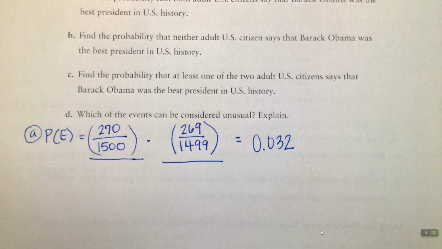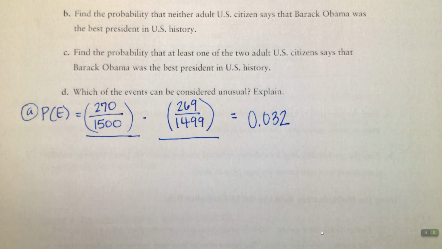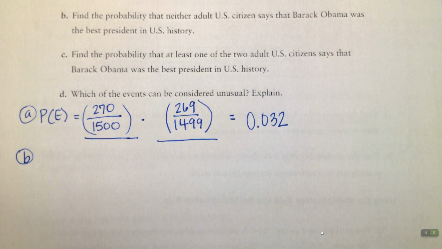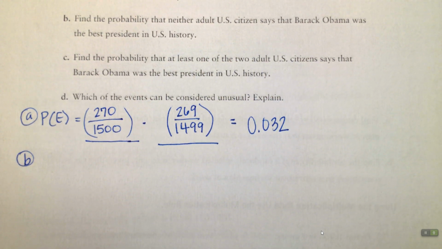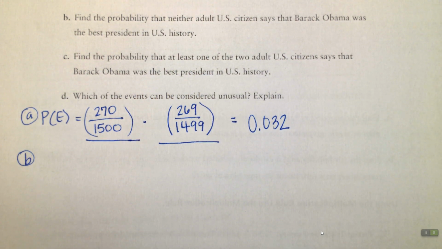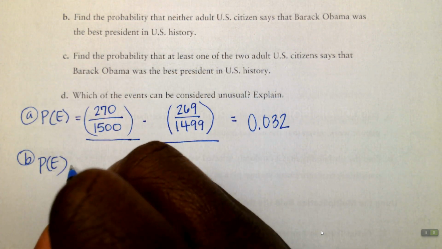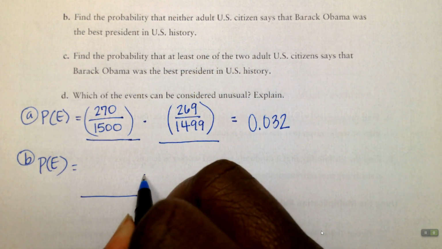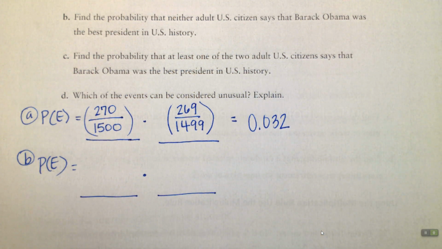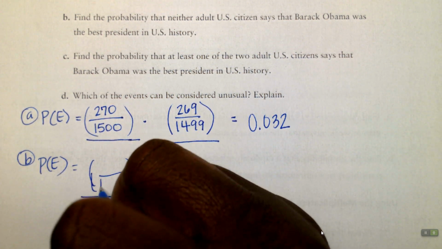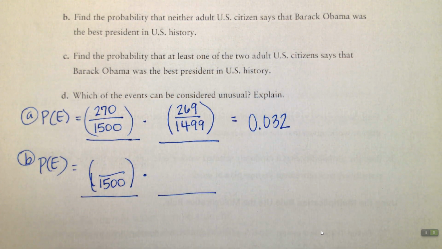Okay, good. Now the probability that neither adult U.S. citizen says that Barack Obama was the best president in U.S. history. So now we're looking at the opposite. Before, they think he's the best. Now we're picking someone who does not think he's the best. So what's that top number going to be now? We still have 1,500 adults. Think about that top number.